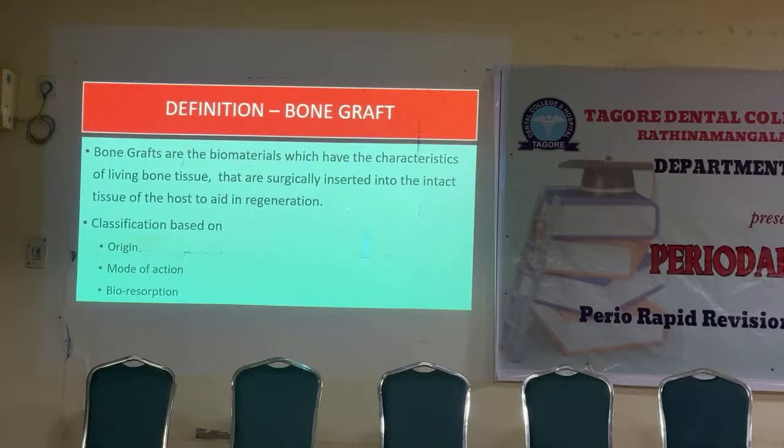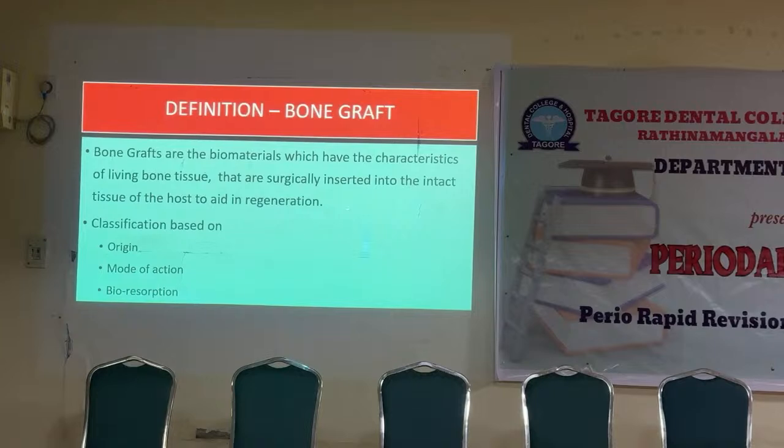So the classification of the bone grafts is based on origin, mode of action, and bioresorption. So tell me, how will you classify based on origin? Autogenous or autograft, very good. Allograft, very good. Xenograft, very good. Alloplast. So what is meant by autogenous graft or autograft? Taken from the same individual. That is, if I am doing a surgery for myself, I take bone graft from me only. Okay, right?